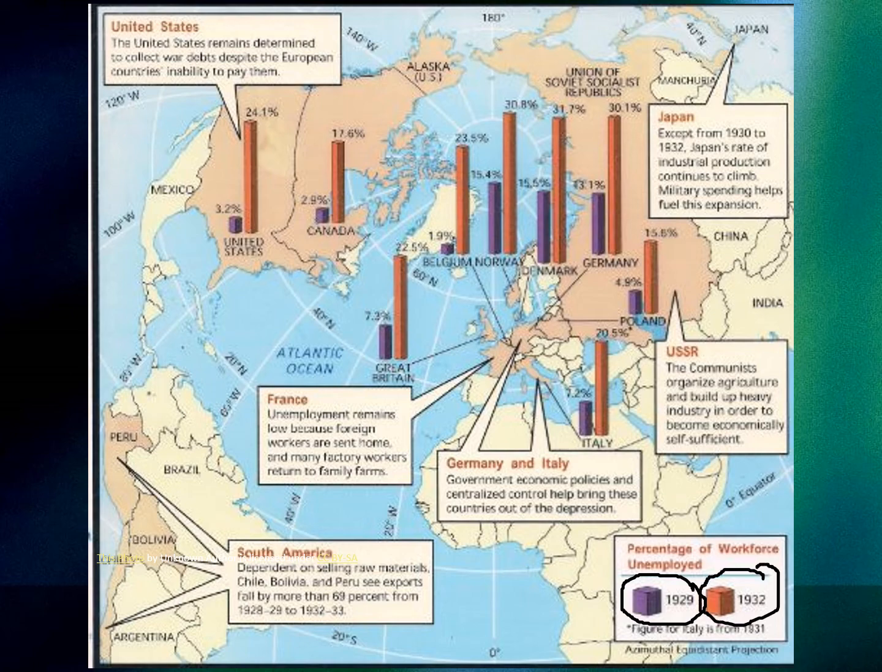So for example, if you look at the United States over here, it was 3.2% in 1929, and then in 1932, it jumps up to 24.1% of the population unemployed. You want to look at another country, you can look at Great Britain. Here's England, 7.3% in 1929, and then in 1932, 22.5%. So again, take a minute here, read some of these facts. I'll give you about 30 seconds or so to do that.